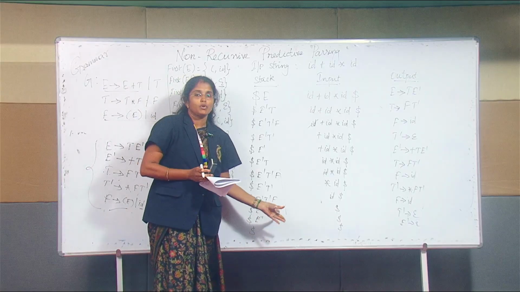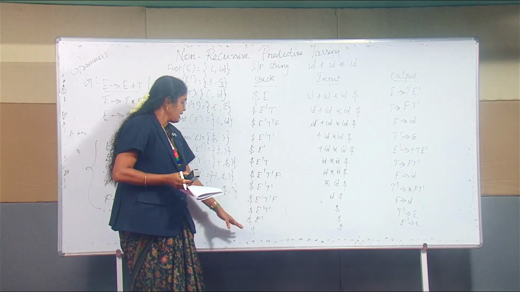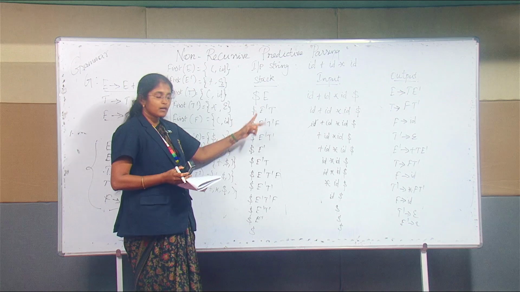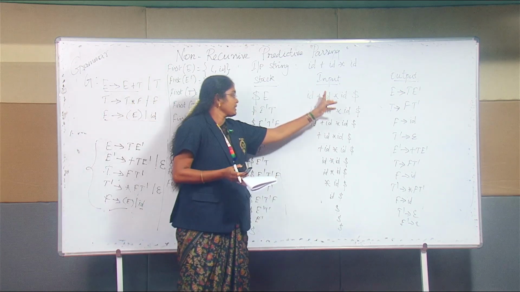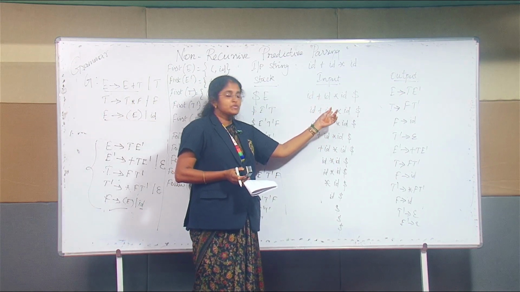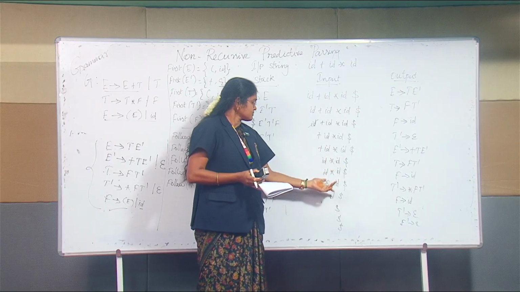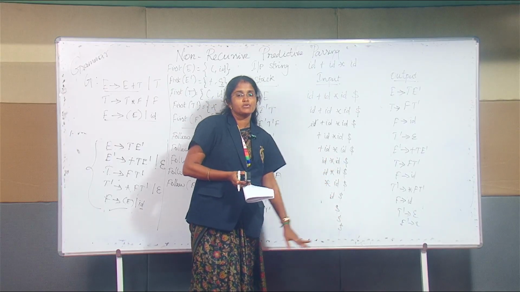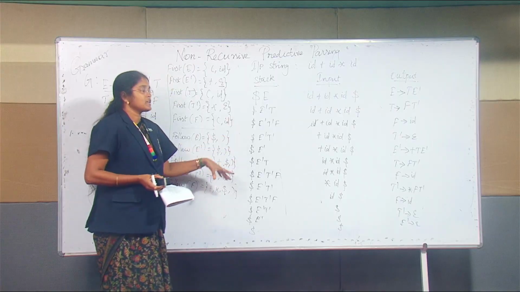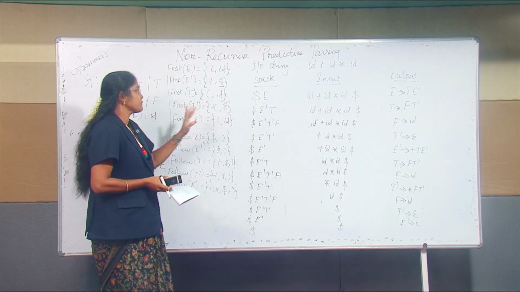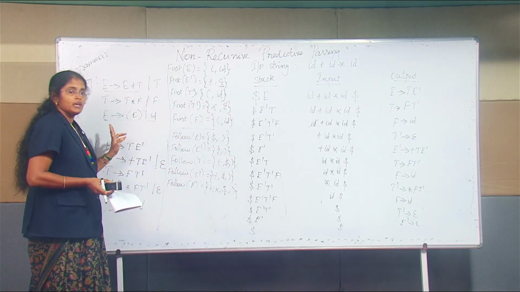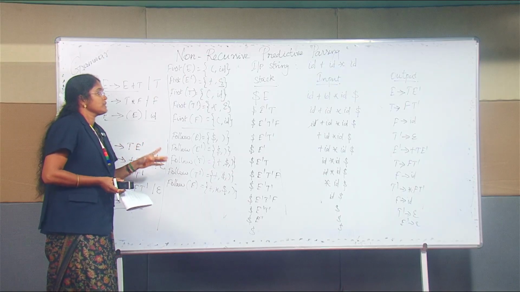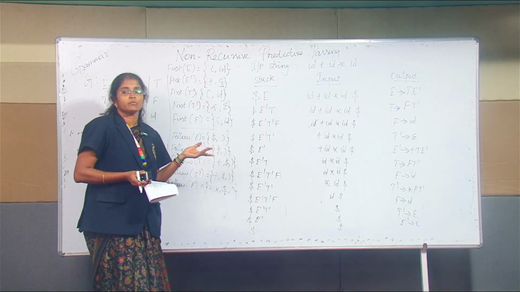In order to check whether it is accepted or not, it has to be stated like that. That means the stack should contain only dollar, and all the elements in your input string should be removed. The dollar should remain. So this is how we need to check whether the given input string is accepted by the given grammar or not. Okay, this is all about non-recursive predictive parsing.